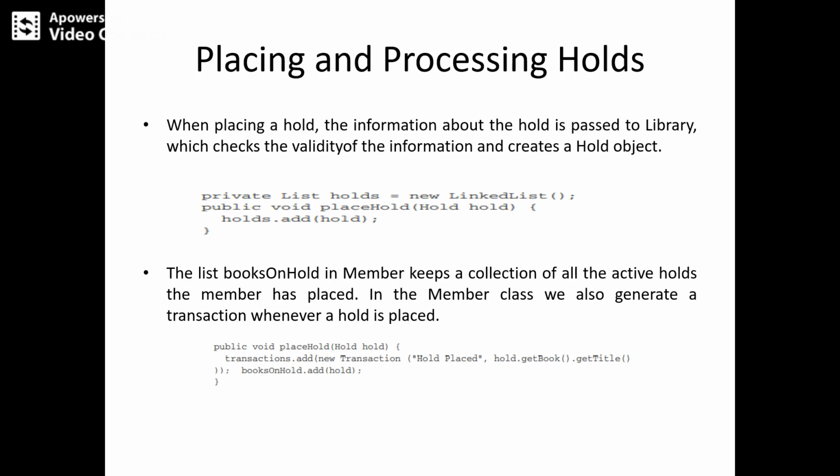New transaction, hold place, and hold dot get book, and dot get title. All three will be taken, because for books on hold we need to check all three possible conditions here. Books on hold dot add hold method we need to take, which will give a complete transaction for whoever holds a particular book.